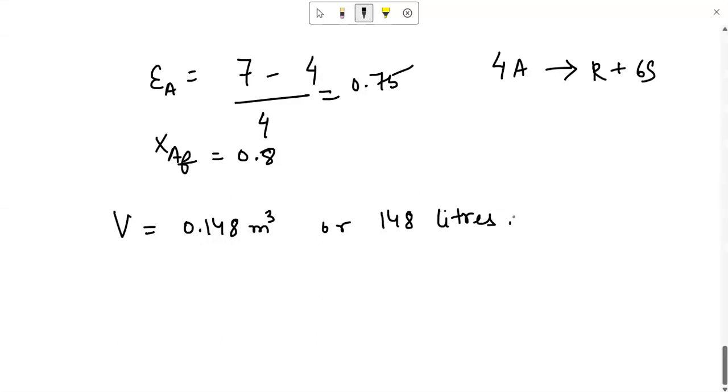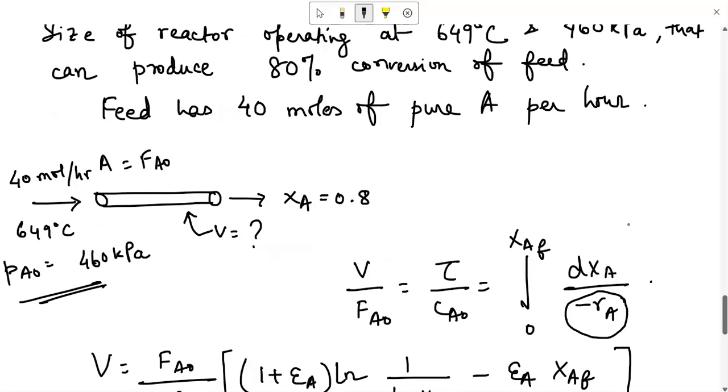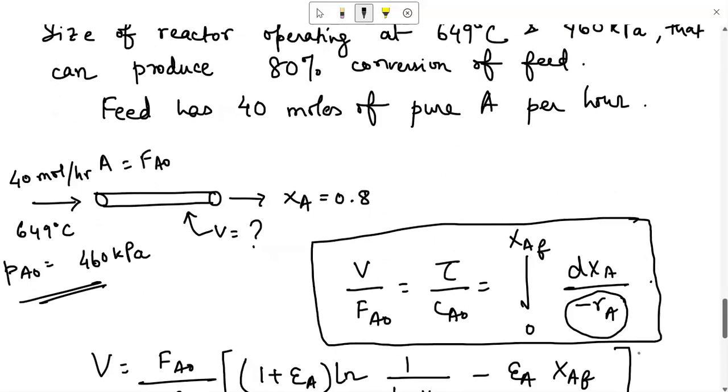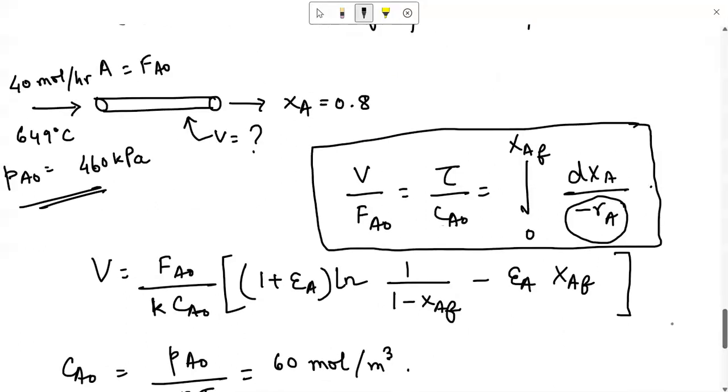So the key takeaway message is that all you need to do is remember the main expression, that is the general performance equation, and then depending on the type of reaction that you have and the kinetics provided to you, you just need to plug in the rate equation and integrate appropriately to get the final integrated format, so that you can obtain the size of the reactor.